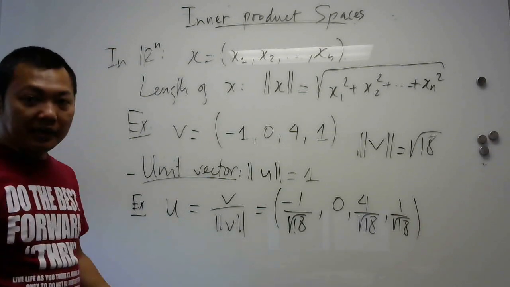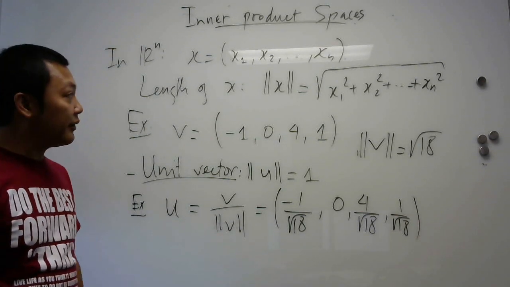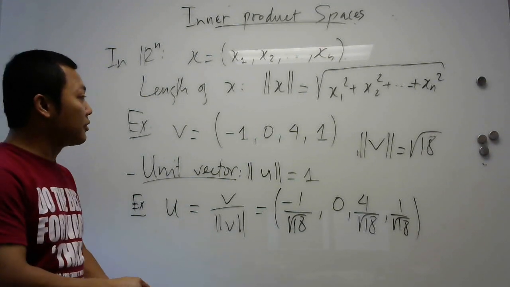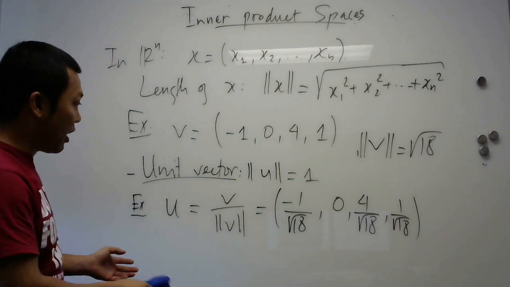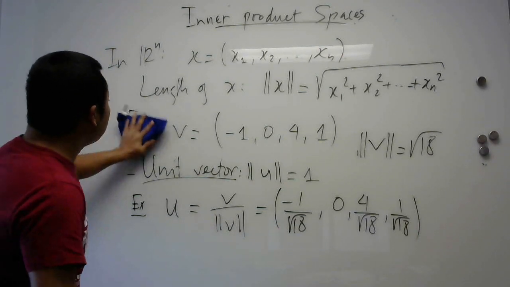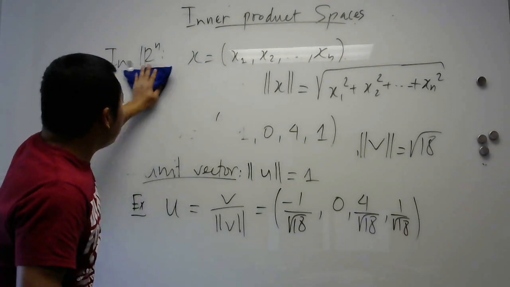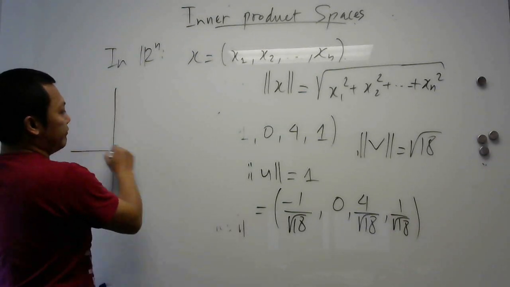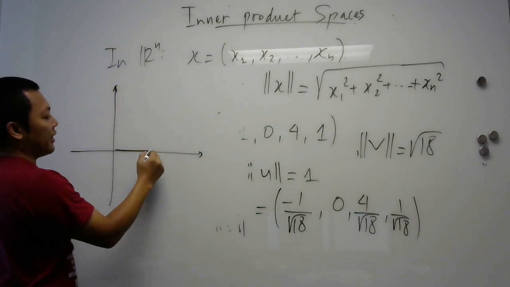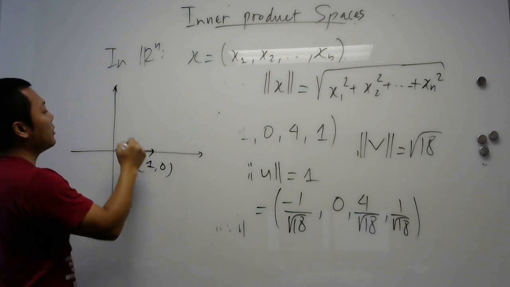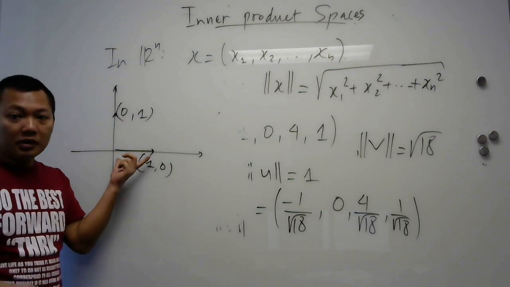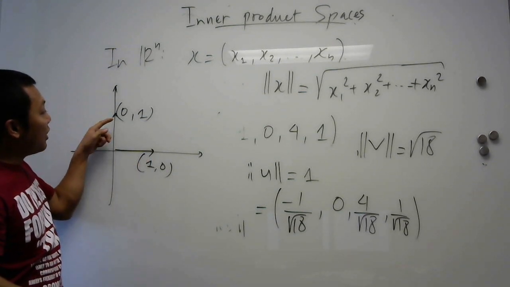We need unit vectors. Let me explain why. I just go back to our R2 case. Why do we need unit vectors? In R2, you have two basic vectors, this is 1, 0, and this is 0, 1. They have norm 1.